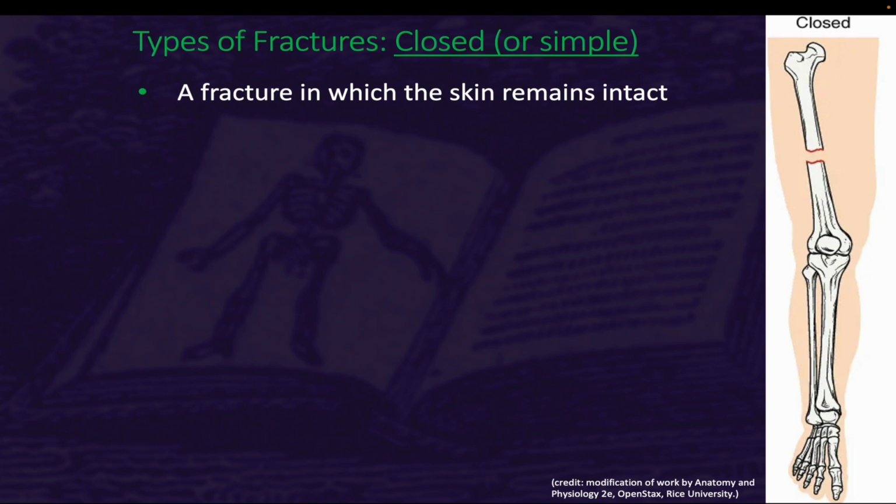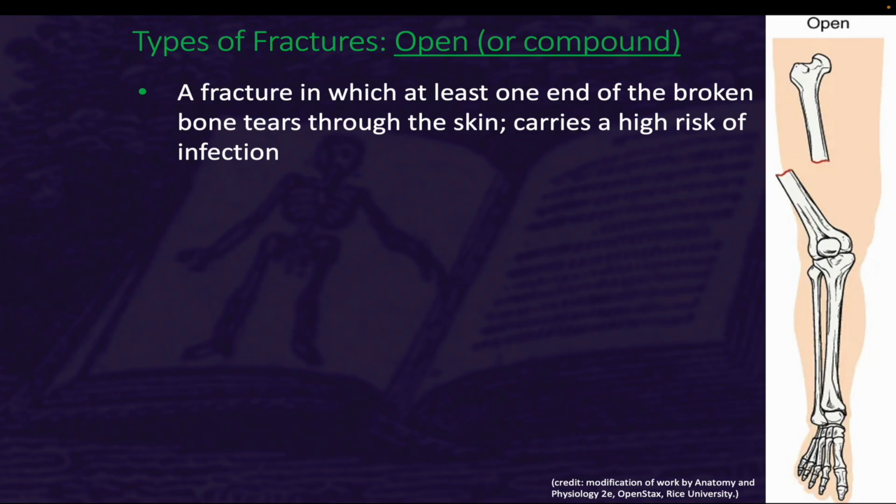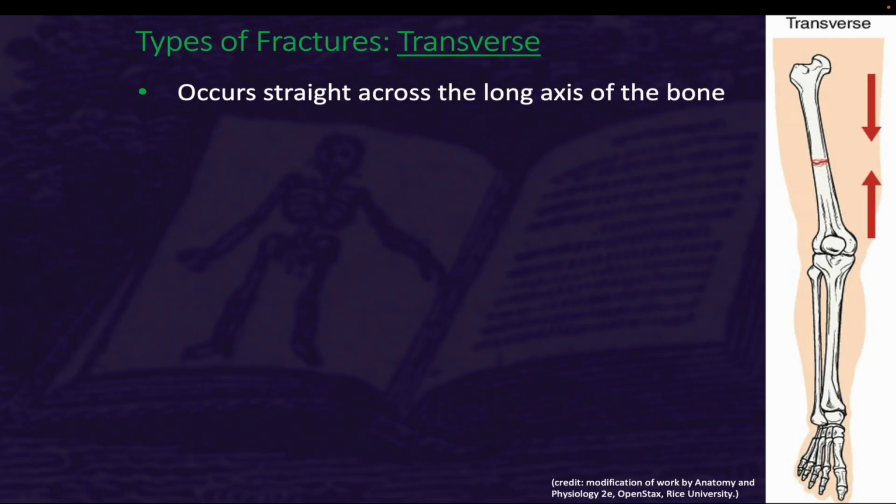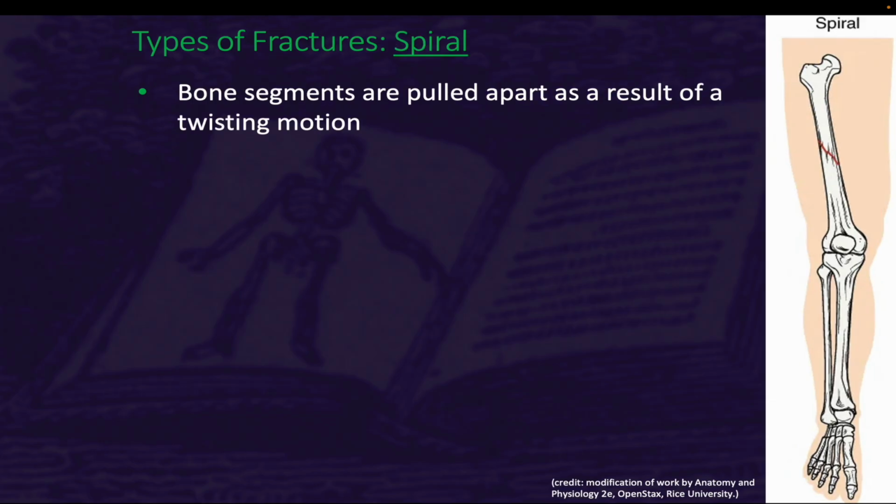A fracture in which the skin remains intact is called a closed or simple fracture. A fracture in which at least one end of the broken bone tears through the skin is called an open or compound fracture and carries a high risk of infection. A transverse fracture occurs straight across the long axis of the bone. In a spiral fracture, bone segments are pulled apart as a result of a twisting motion.